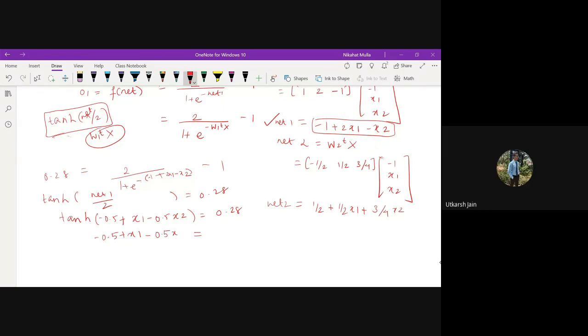Yes. हाँ, ये क्या है इसका? Tan h inverse of 0.28. Half ln 1 plus 0.28 upon 1 minus 0.28. Tan h inverse of 0.28 क्या है वो बोलो मुझे. 0.2876. 0.2876, correct. And then you rearrange.